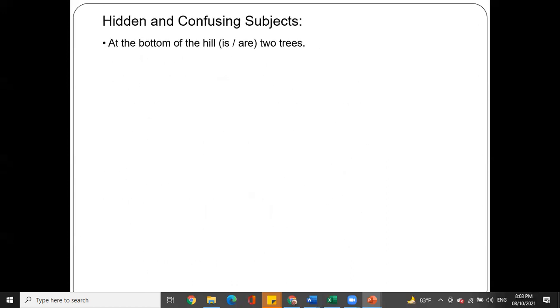At the bottom of the hill are two trees. So the subject is two trees. This prepositional phrase, at the bottom of the hill, just moved to the front of the sentence in a linguistic operation called topicalization, right? So the base sentence is two trees are at the bottom of the hill, but "at the bottom of the hill" just moved to the front for focus or emphasis. There are indeed certain sentences where the subject is at the end or at the middle.